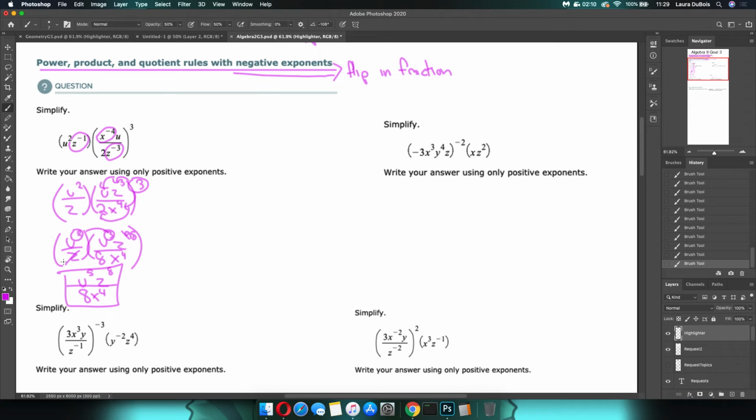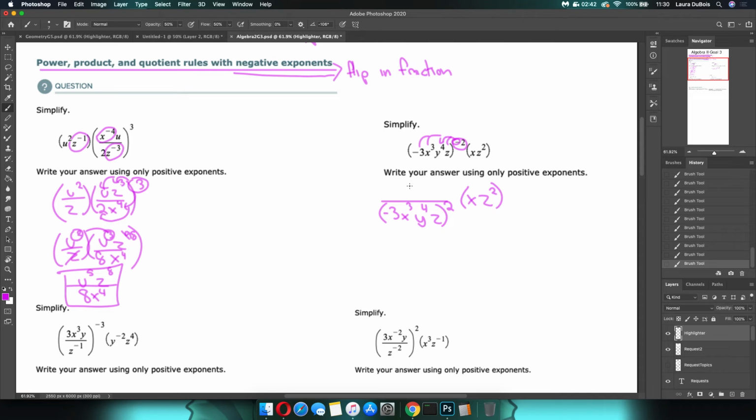Okay, next up we can see here now everything is positive, which means everything is where it's supposed to be, except for this. Now what I'm going to do is, since I know that I'm eventually distributing that to everything that's inside, and since negative means I'm going to end up flipping it to begin with, I'm just going to flip it now. So that means all of this goes under. So this would be negative 3x cubed y to the 4th z. And since I flipped it, squared times xz squared.